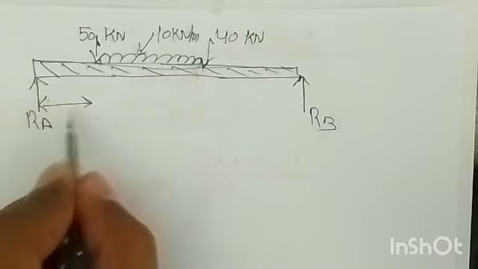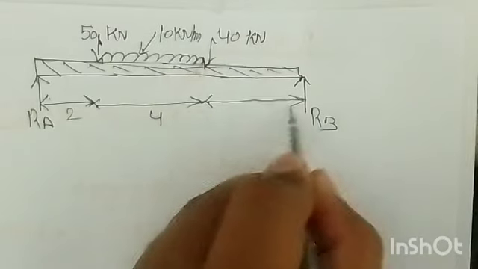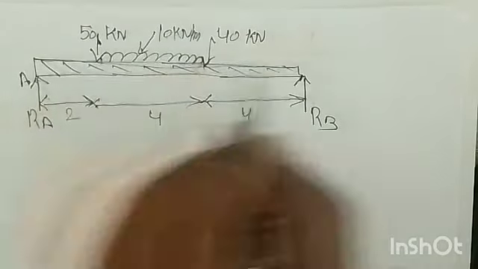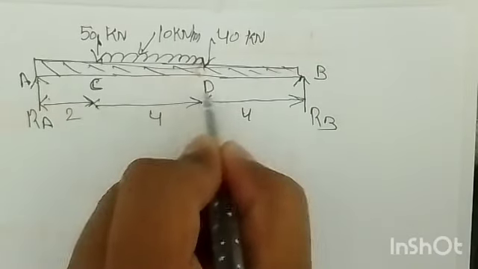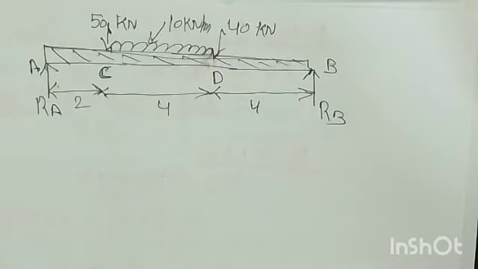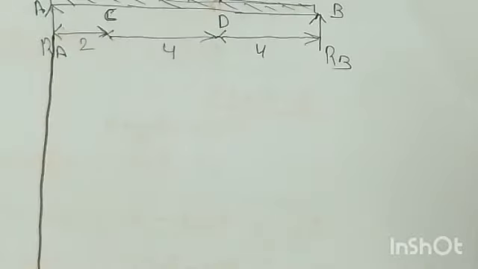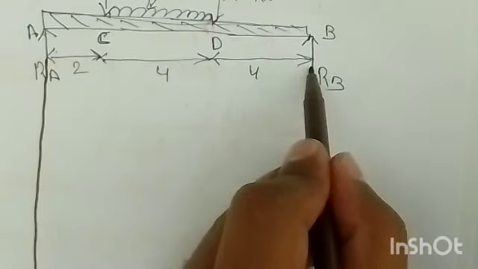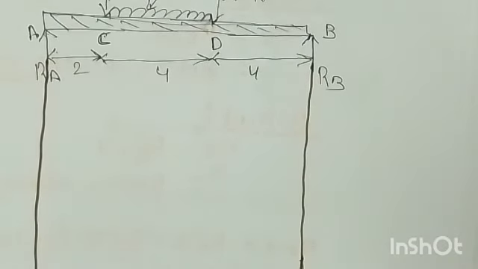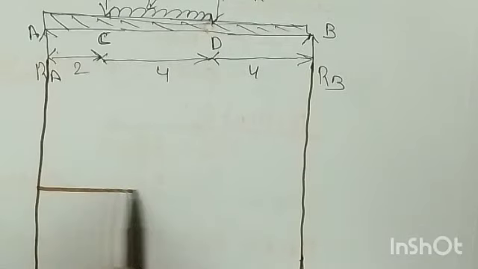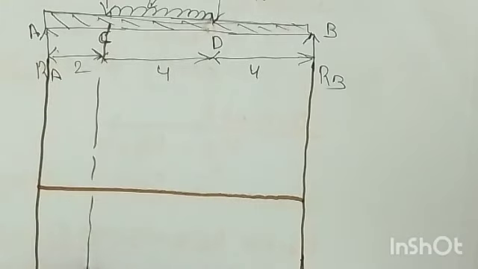So this is your 2 meter, this is 4 meter, and this is also 4 meter, right? The name of the beam is A, B, and the point loads are acting at C and at D. Now we have to draw the SFD and BMD. For that we'll draw the line, and from here also we will draw the line. First of all I'll show you the SFD diagram. So this horizontal line we will draw, and from this point we need to draw the broken line.